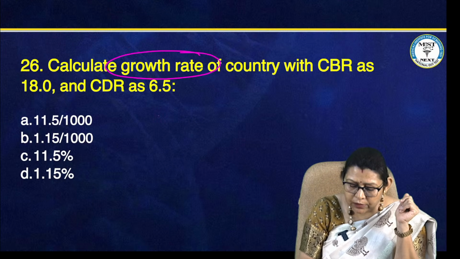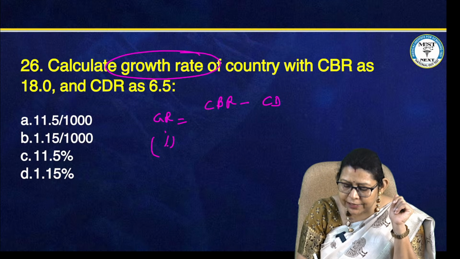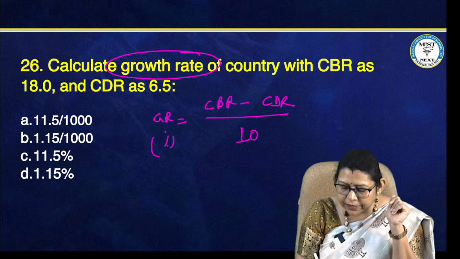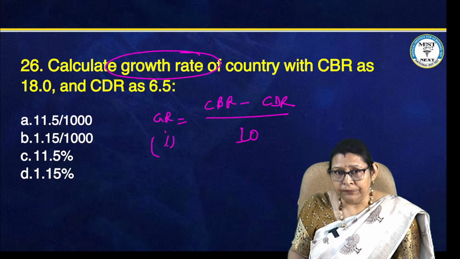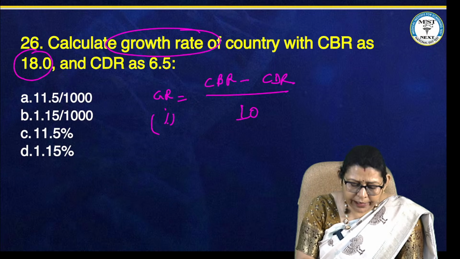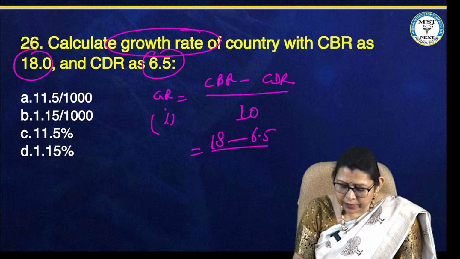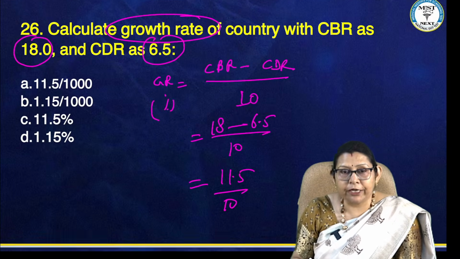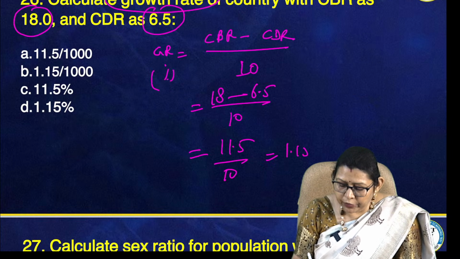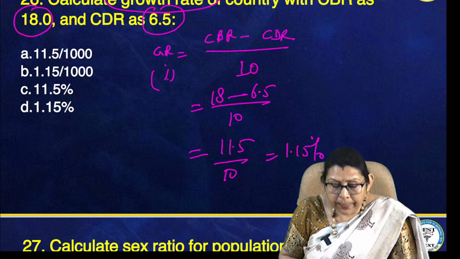We know what a growth rate is. Growth rate is always expressed in percentage. It is the difference between the birth rate minus death rate, but it has to be divided by 10 because birth rate and death rate are per 1000. This is the formula. What is the birth rate? 18. What is the death rate? 6.5. Divided by 10, so it is 11.5 by 10 and it will be 1.15%. Okay.